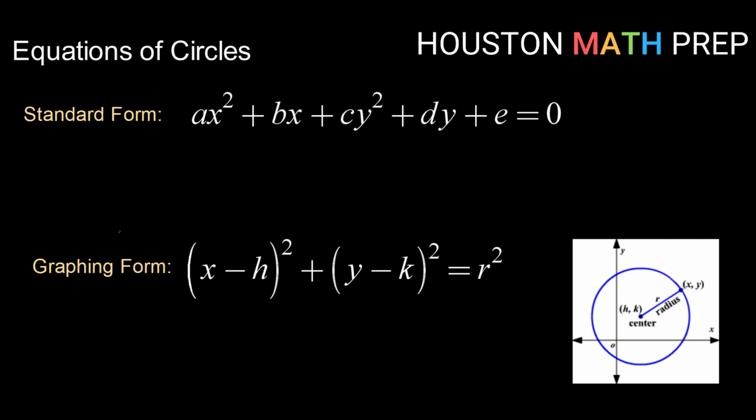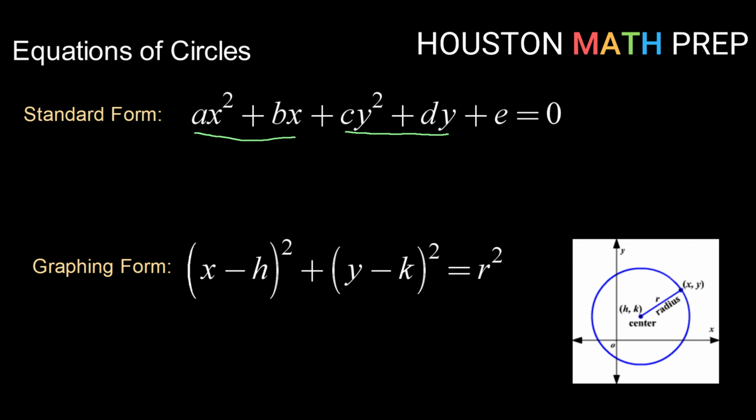In this video, we're going to be looking at the equations of circles. So we have standard form of our circle that looks like this: ax squared plus bx plus cy squared plus dy plus e equals 0, where a, b, c, d, and e are all just real numbers. And if you notice, it's kind of like we have two quadratic pieces. We have ax squared plus bx, and then we have cy squared plus dy.